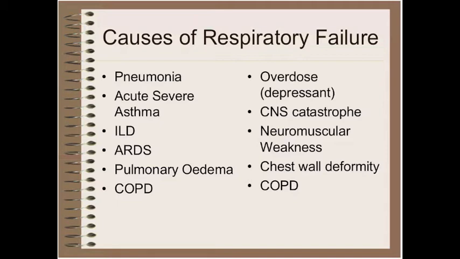So the group on the right-hand side primarily are pump failure problems or problems of hypoventilation. And the group on the left are problems of VQ disturbance. You'll see that the group on the left primarily cause a hypoxic respiratory failure, whereas the group on the right, their pump failure, ventilatory failure, cause a hypercapnic respiratory failure in addition. And you can see that COPD is interesting as it falls into both groups.